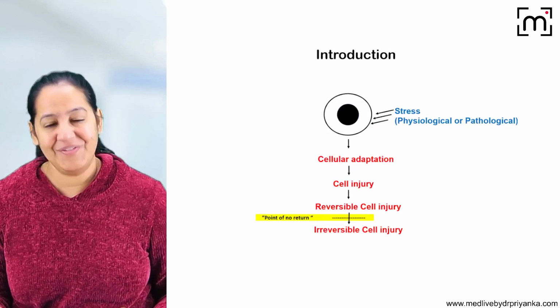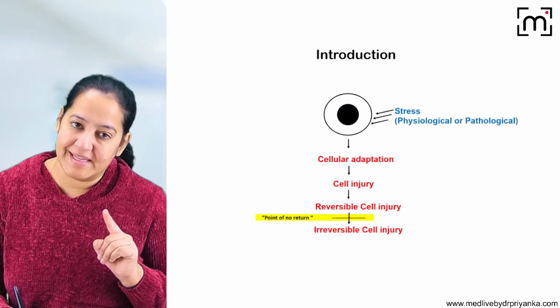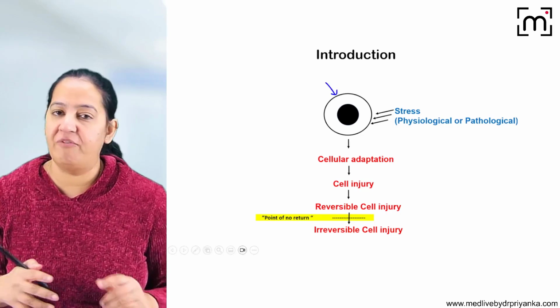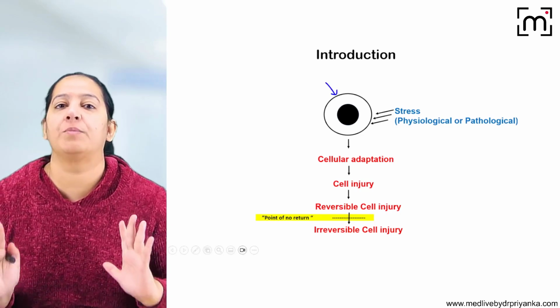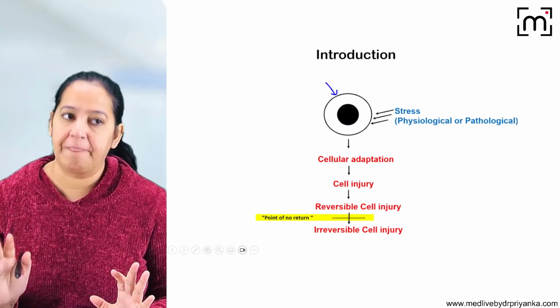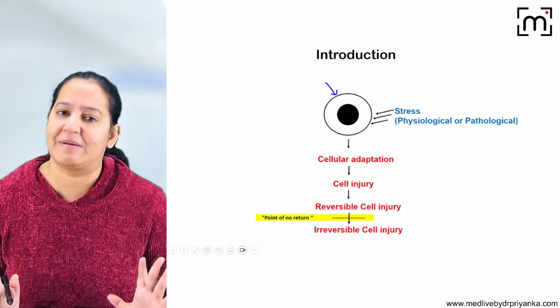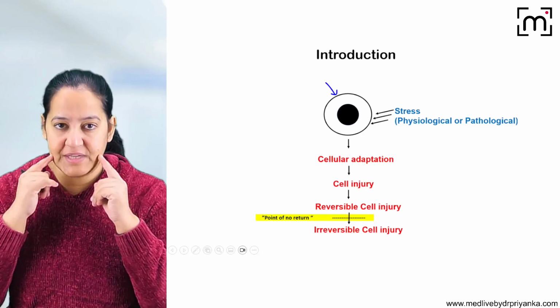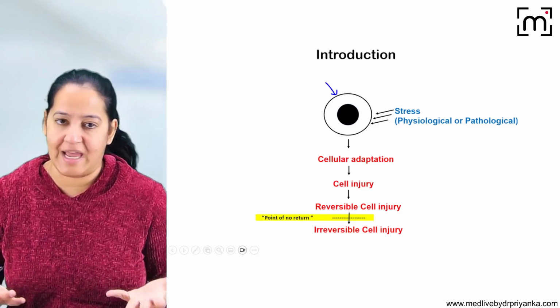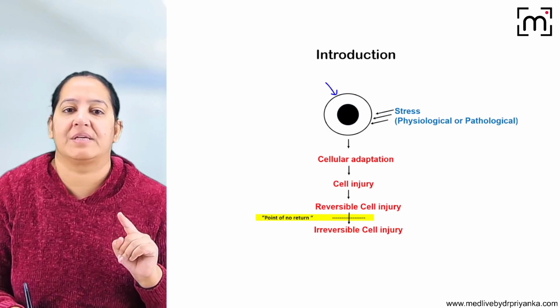So let's start it. First, all cells remain in homeostasis. The human body is made up of cells. From head to toe, we are made up of millions of cells. All the cells are in homeostasis, that is, they have a specific function and a specific structure, and with their specific structure they perform their specific function. For example, the cells of the salivary gland do the function of secretion, and the cells of the intestine do the function of absorption. So they are in homeostasis.